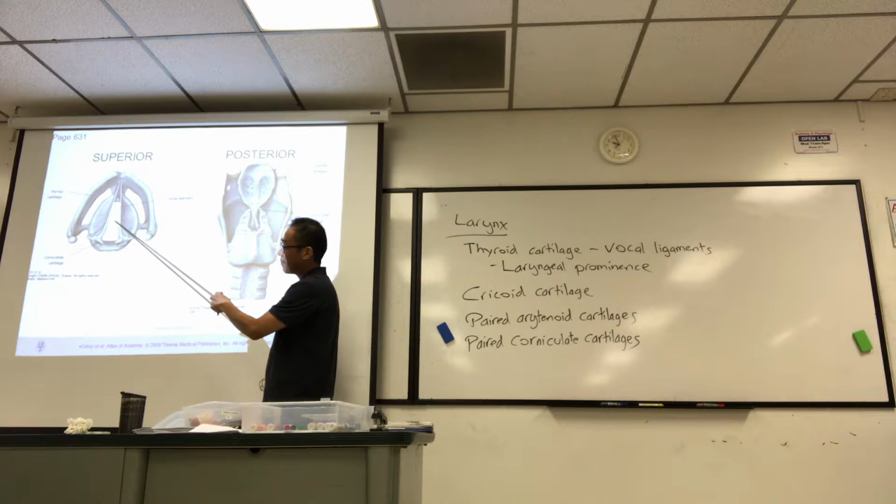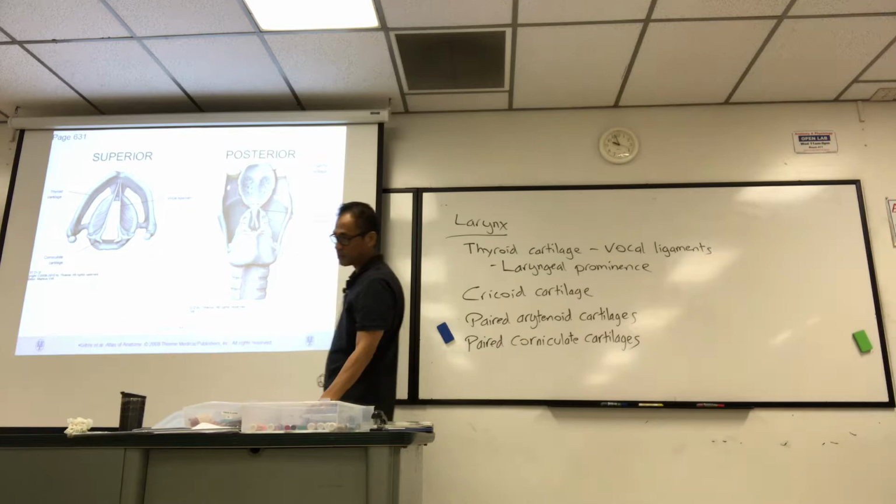It's where air goes in. If that space is occluded by, say, food, you're going to choke. It's a very important space. The glottis is the space between vocal ligaments.